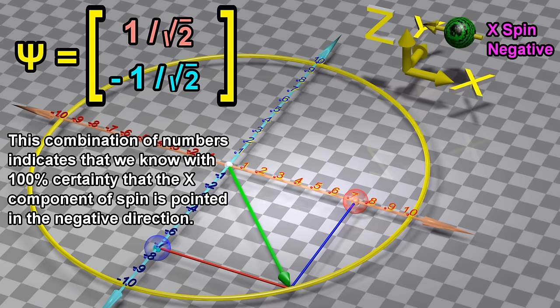This combination of numbers indicates that we know with 100% certainty that the y component of spin is pointed in the positive direction. This combination of numbers indicates that we know with 100% certainty that the y component of spin is pointed in the negative direction. The green arrow can be pointed in any direction so long as it has a length of 1.